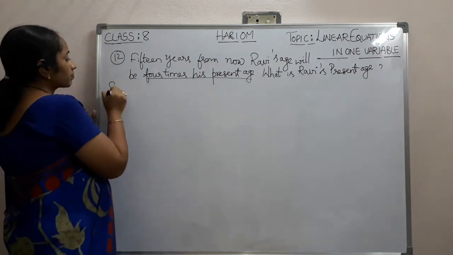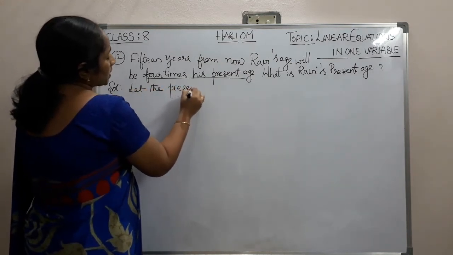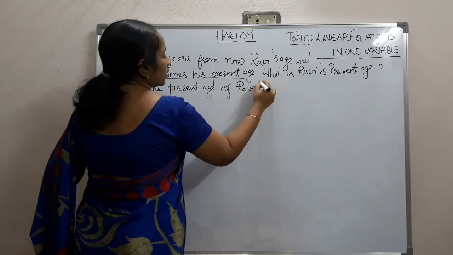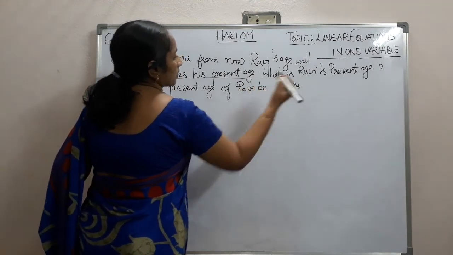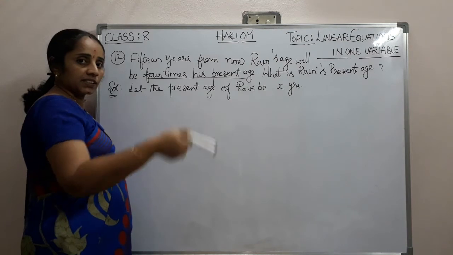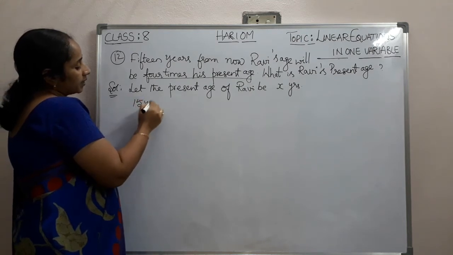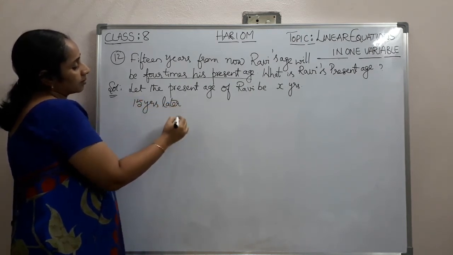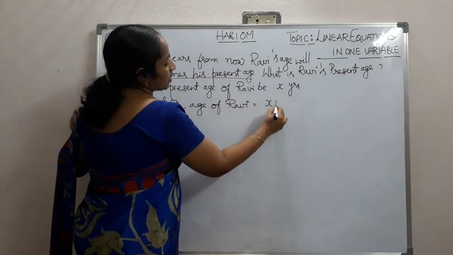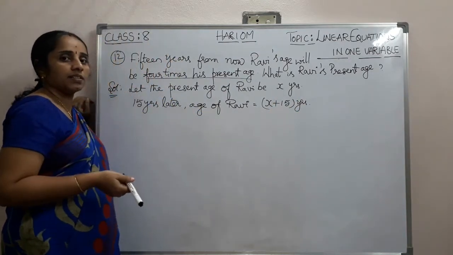Okay, see, let the present age of Ravi be x years, and 15 years from now, that is after 15 years, the age of Ravi is x plus 15 years. Now the condition is 4 times his present age, they said.